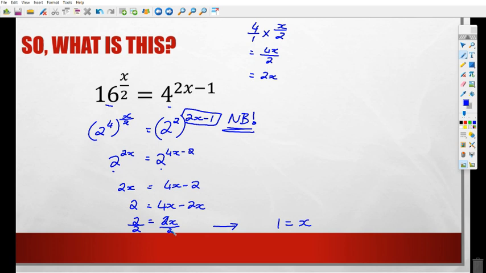Okay, those 2's will cancel. How do I check if I'm right? I take this 1 and substitute it in here. If I get the same answer on the left as on the right, then I know that I'm correct. Okay, hoping this is starting to sink in.